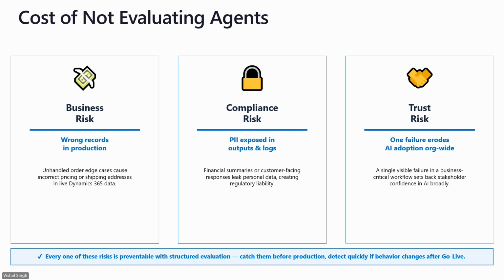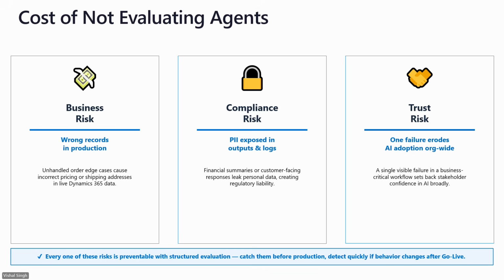Okay, so now what's at stake here? Because these are not hypothetical scenarios, these are failure modes that happen on real deployments, often shortly post go live. There are three main categories of risk that should be in front of mind for every team shipping an AI agent into any Dynamics 365 implementation.